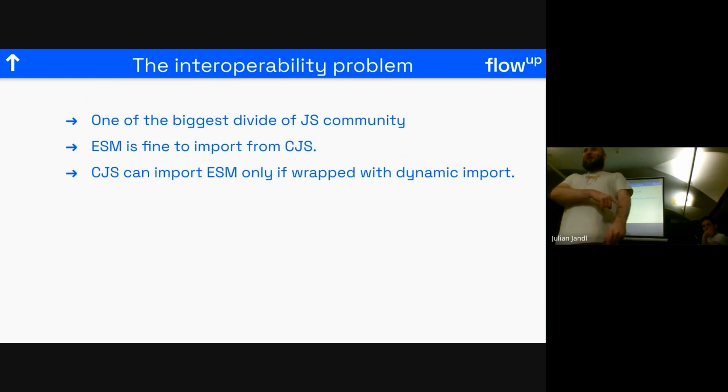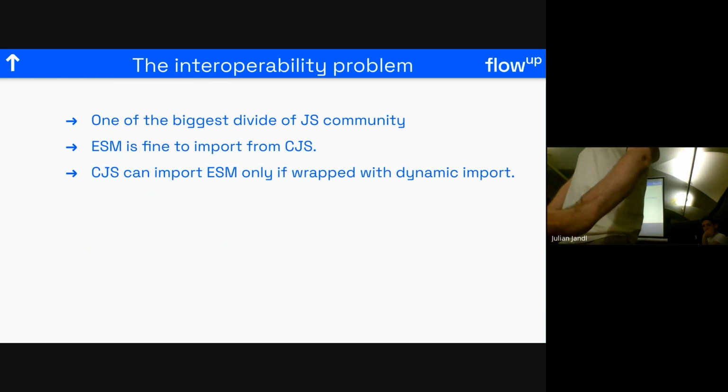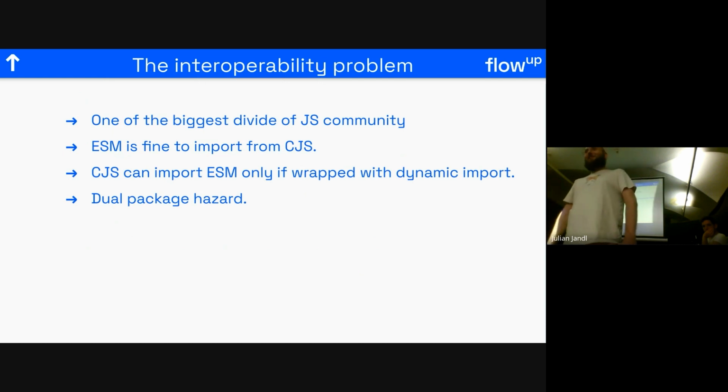CJS cannot import ESM unless it's specially constructed with dynamic import and promise, and a bunch of things need to happen there. It's quite a lot of engineering, to be honest. I was trying to put it on a slide, and I was like, no, because everyone will leave. So yeah, let's talk about the actual problem.